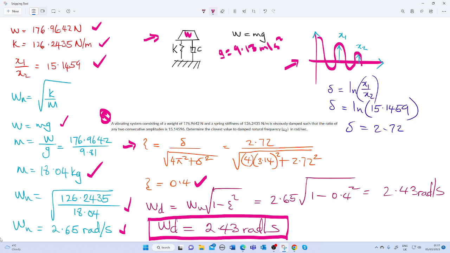Now that we have the damping ratio, we can use the formula ωd equals ωn times the square root of 1 minus zeta squared. So that gives us 2.65 times the square root of 1 minus 0.4 squared. That gives us 2.43 radian per second. So the damped natural frequency of the system here today becomes 2.43 radian per second.